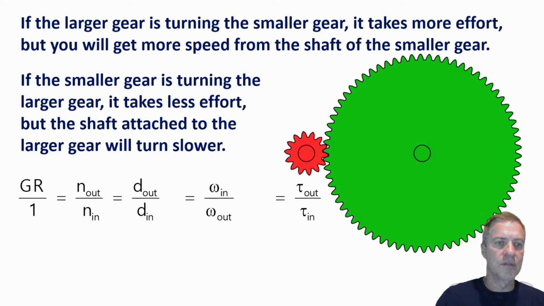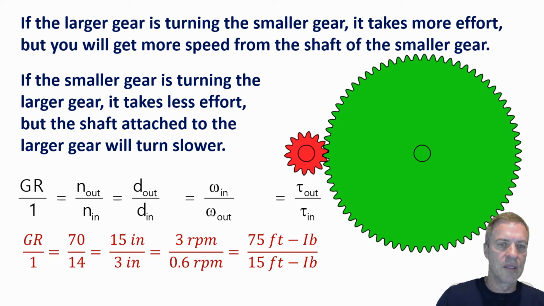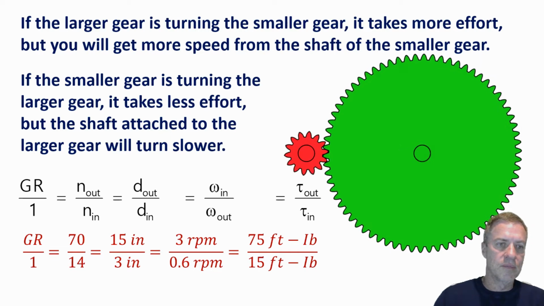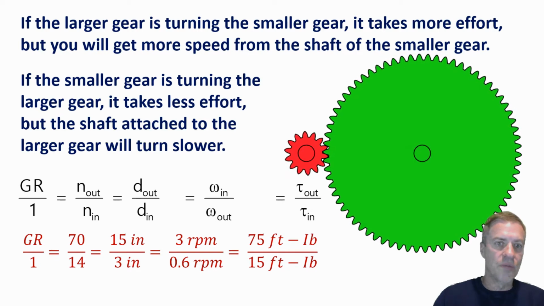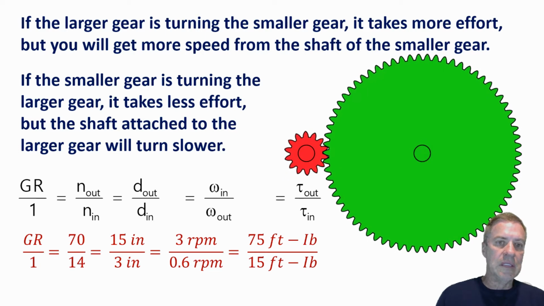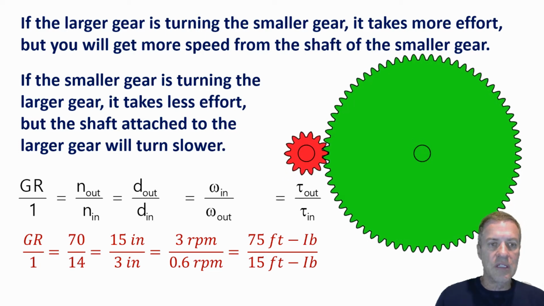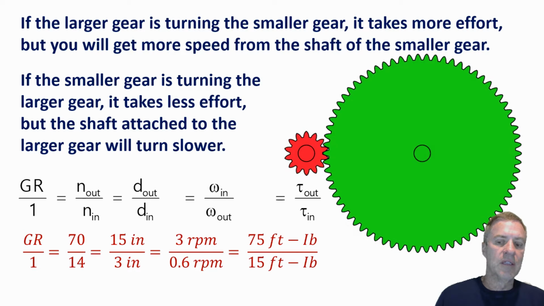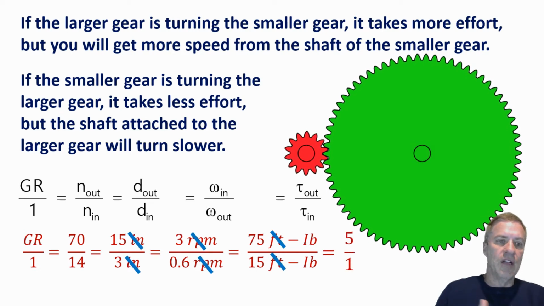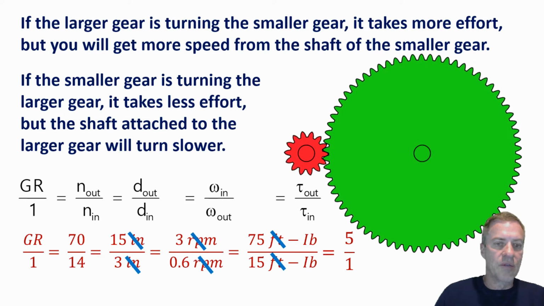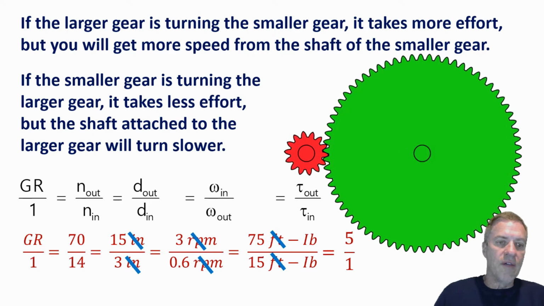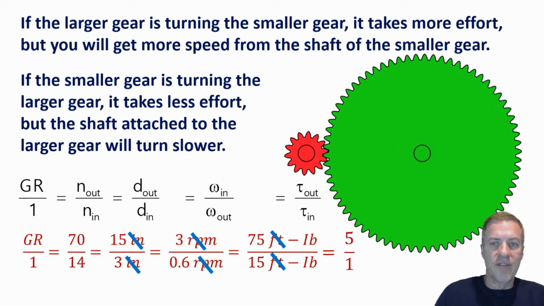So if we look at this example, if we've got the green gear as our input, the green gear is the output, so we're pedaling on the smaller gear in this example. So our input gear has 14 teeth, our output has 70. We set them all up, and all of these are 5 to 1. 15 divided by 3 is 5, 70 divided by 14 is 5, 3 divided by 0.6, or 75 divided by 15.